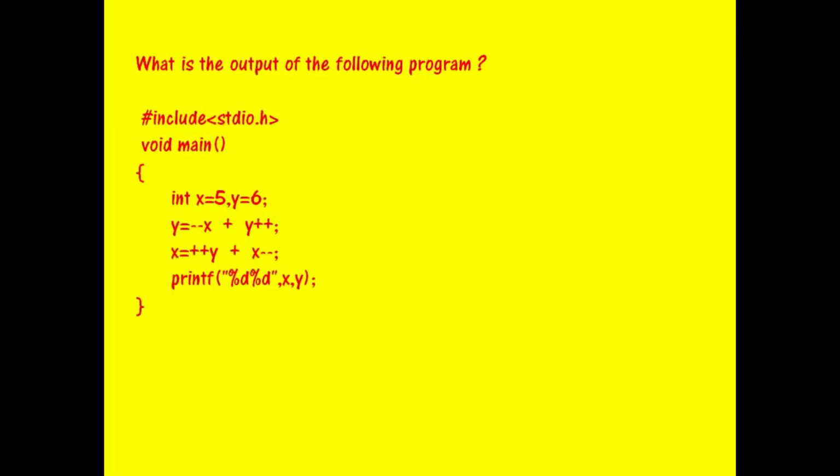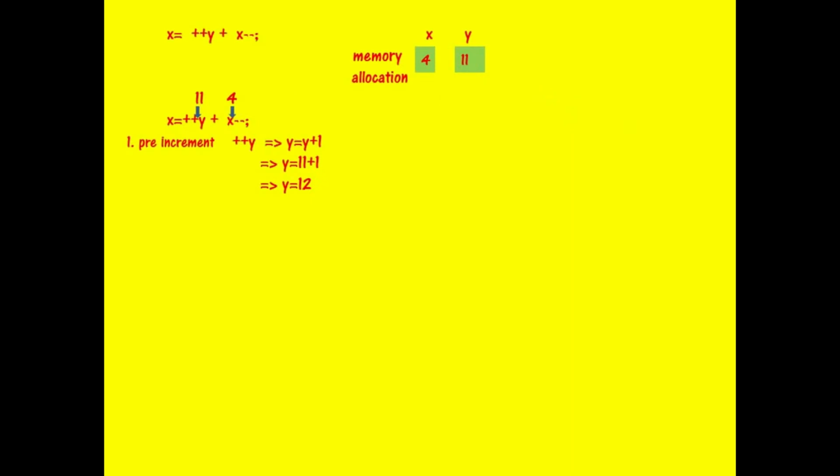Now evaluate the second expression: x = ++y + x--. The updated value of x is 4 and y is 11. Always remember, the updated value is considered to evaluate the expression. First step, any pre-increment or pre-decrement. Here the pre-increment is already there, so execute this pre-increment, ++y, meaning y = y + 1. Increase the y value by 1. The y value 11 becomes 12 now.